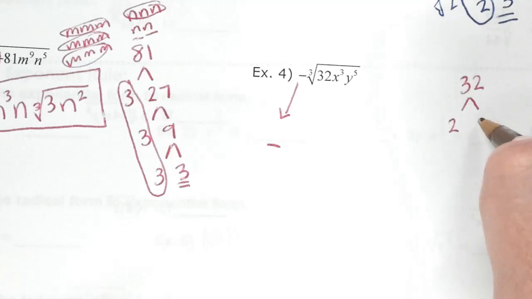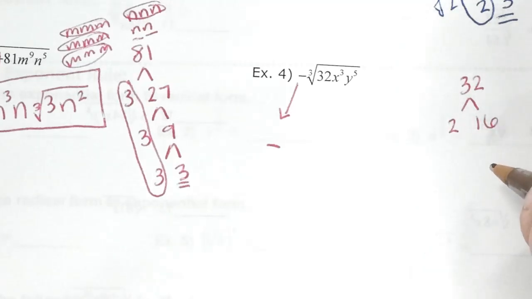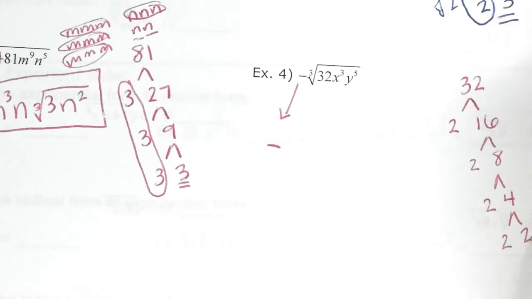2 goes into 32 16 times. 2 goes into 16 8 times. 2 goes into 8 4 times. 2 goes into 4 2 times. 2 is prime, so I'm done.